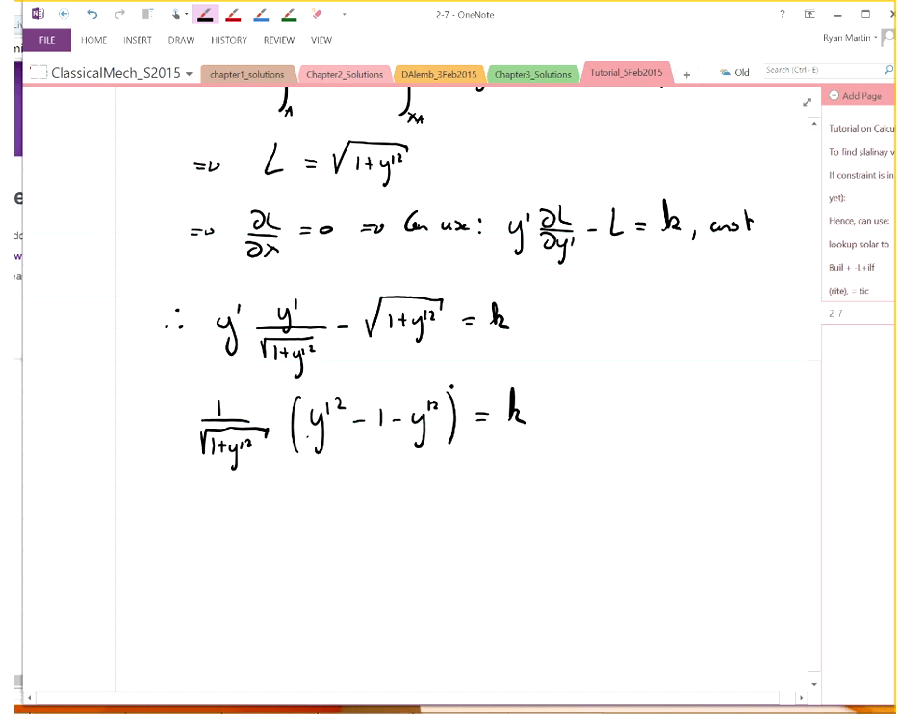Alright, so then the y prime squared is cancelled, and I'm left with minus 1 over the square root equals k. So let me square that. Now I have 1 over 1 plus y prime squared equals k squared. Or let me invert that and say that 1 plus y prime squared equals 1 over k squared. Now k is some undetermined constant. Let me just call that a.